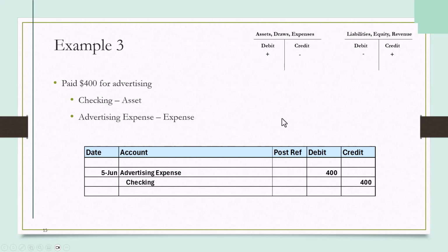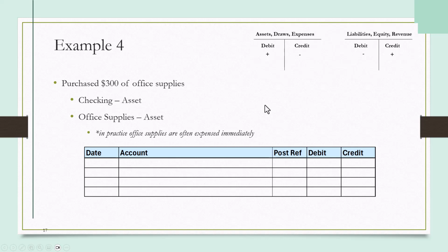And this is what that would look like. And again, you could put the post reference, but you don't need to at this point. And then you would put some sort of explanation. The explanation doesn't have to be exactly what I do, just some general statement that advertising was paid for. But the debit account name and the credit account name, these account names have to be exact from the chart of accounts.